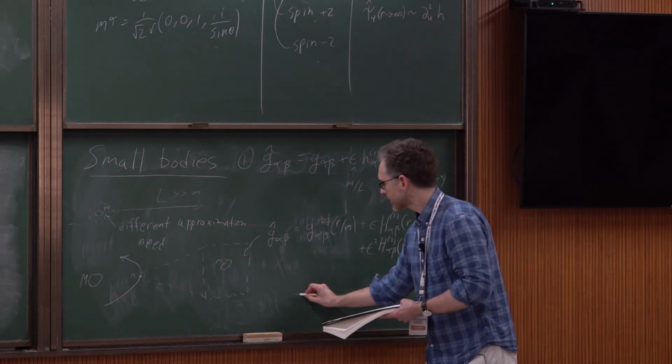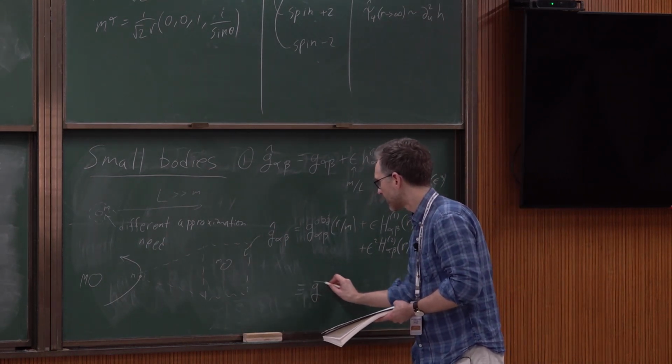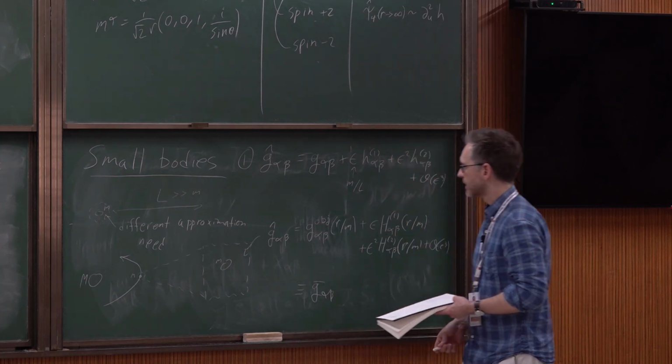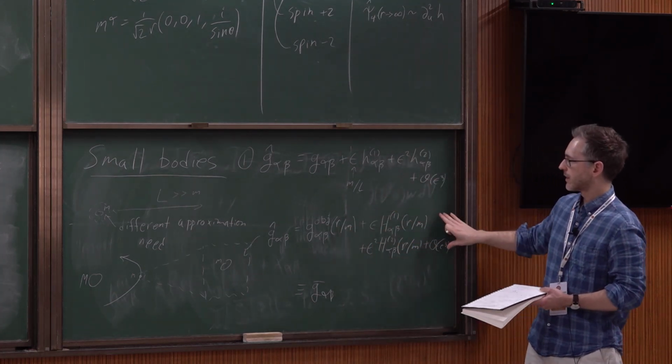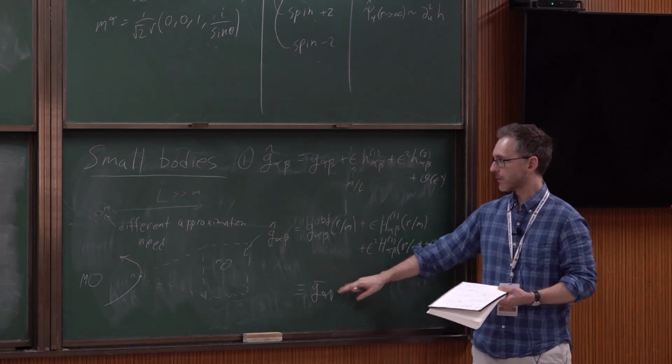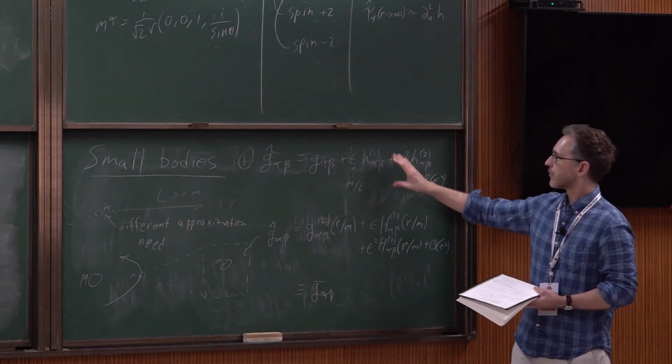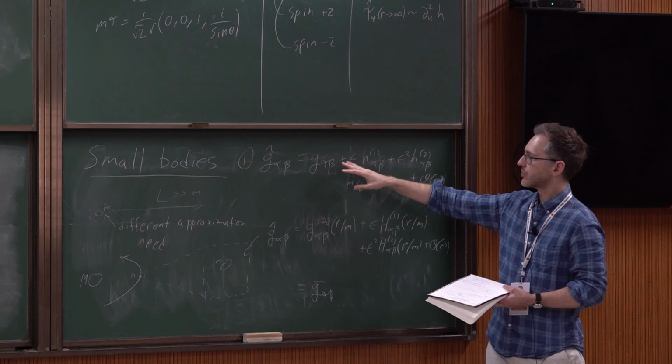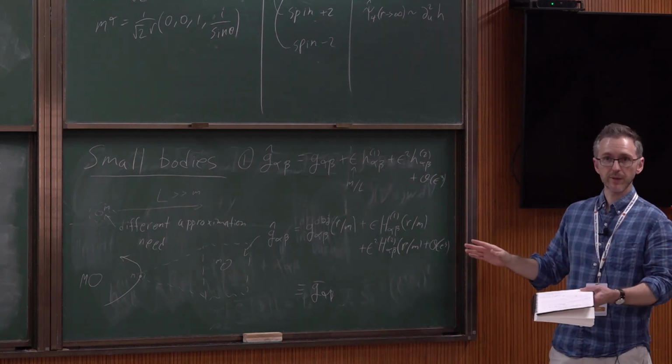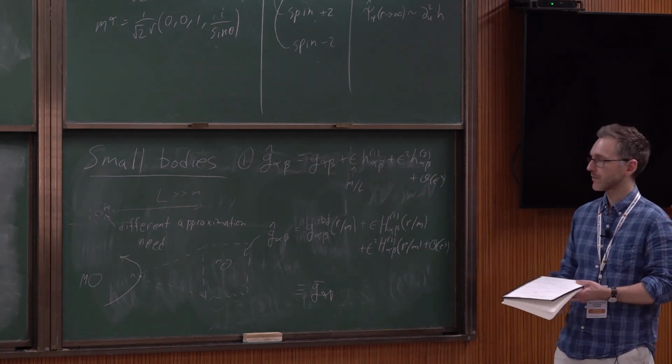I'm going to define this expansion as g bar alpha beta. This is not trace reversal. I'm just calling this g bar because I want to differentiate it from this one, which I'm going to keep calling g hat. But they're both expansions of the same exact g hat.